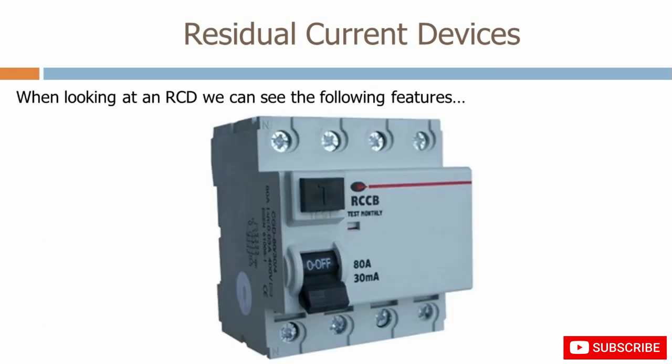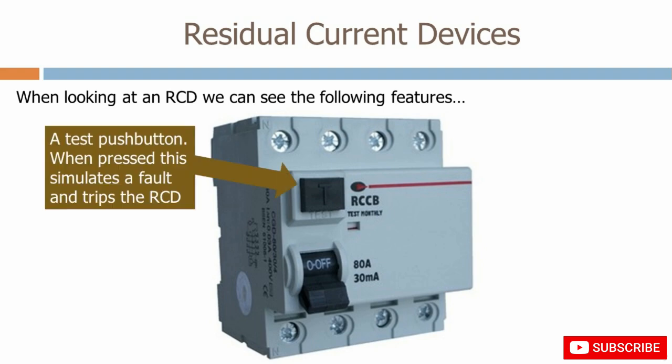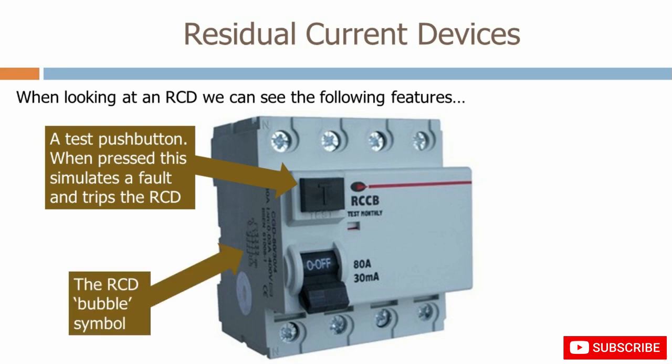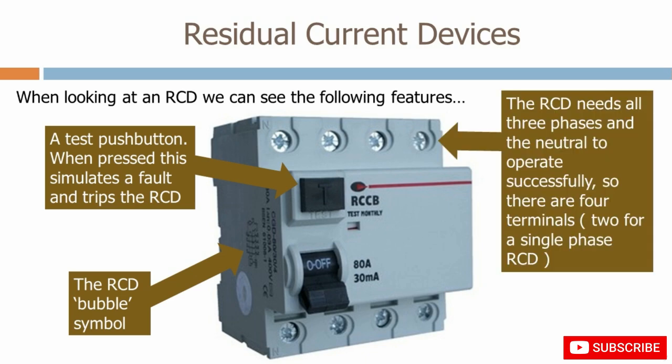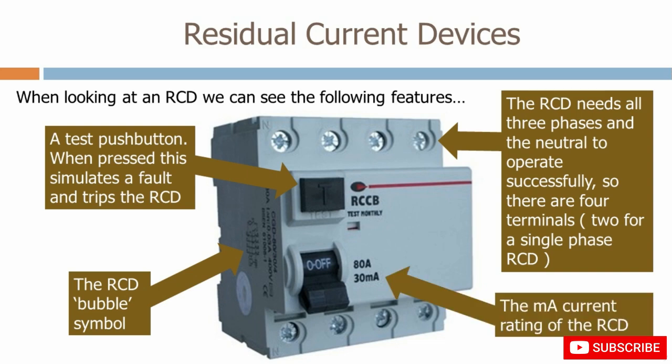When looking at an RCD, we can see the following features. A test push button. When pressed, this simulates a fault and trips the RCD. The RCD bubble symbol. The RCD needs all three phases and the neutral to operate successfully, so there are 4 terminals, or 2 for the single-phase RCD. The milliamp current rating of the RCD. This is normally 30 milliamps or less, to protect personnel.